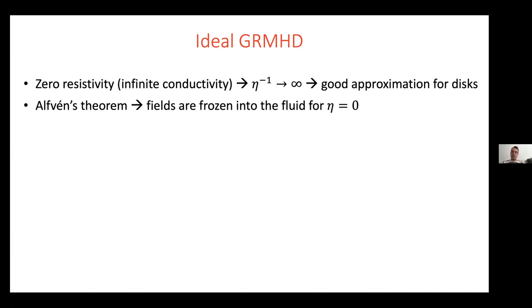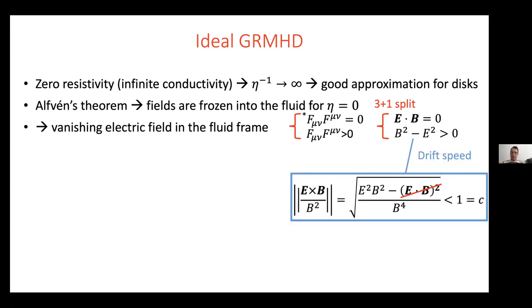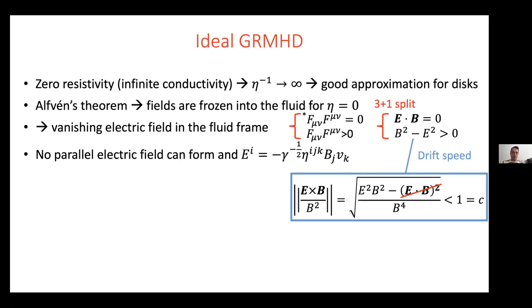which is generally a very good approximation for accretion disks. According to Alfvén's theorem, this means that fields are frozen into the fluid, and it means that the electric field vanishes in the fluid frame. You can write this down in the 3+1 split, and you will see that there are no parallel electric fields, so E dot B is zero, and the total electric energy density has to be smaller than the magnetic energy density to keep a drift speed that's smaller than the speed of light.